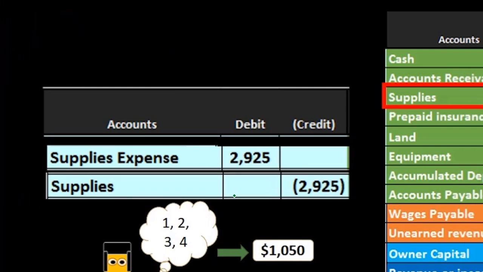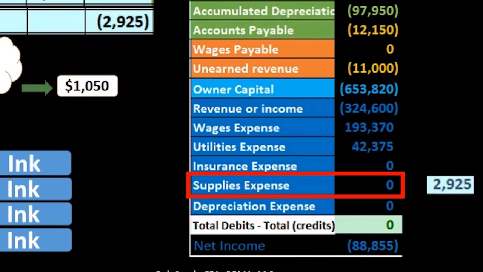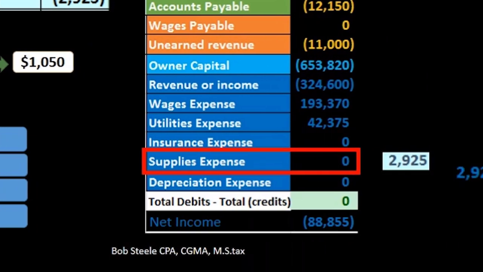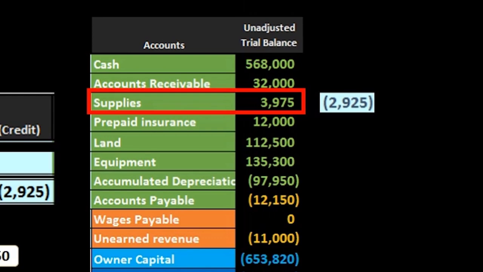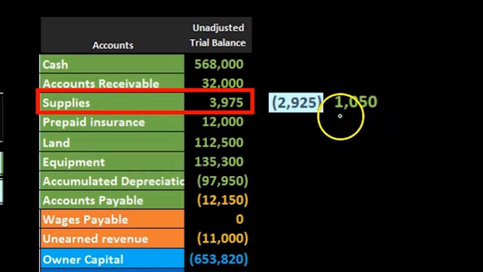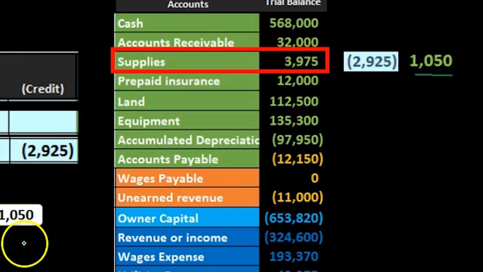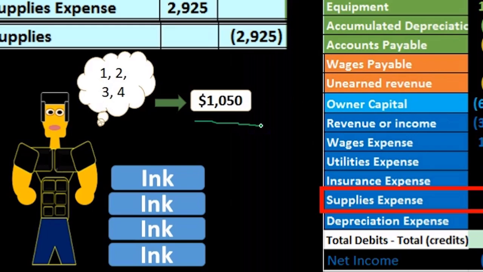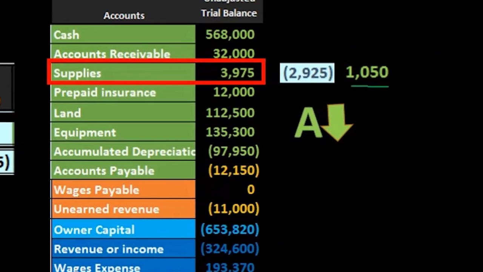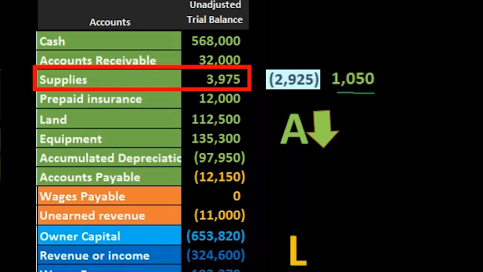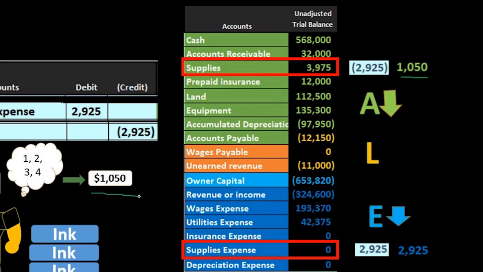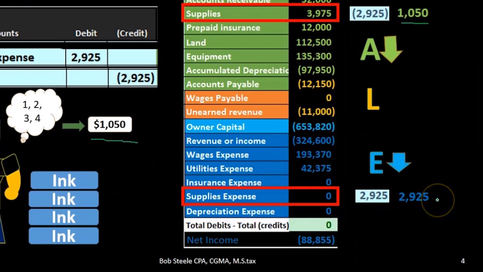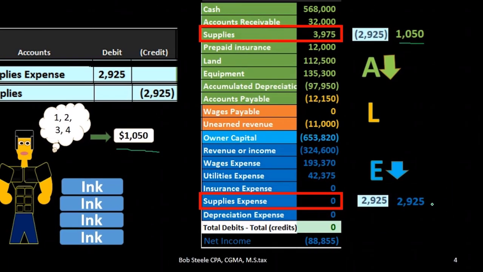If we then post that out, then we're going to say the expenses are going to go from zero up by 2,925 to 2,925. Supplies then going from a debit of 3,975, a credit down by 2,925 to that 1,050, which should tie out to the physical count that we have then counted. Assets then are going down in this case because supplies are going down. Nothing's happening to liabilities. Equity section is going down. Why? Because the expenses went up, bringing net income down, which brings the total equity section down.